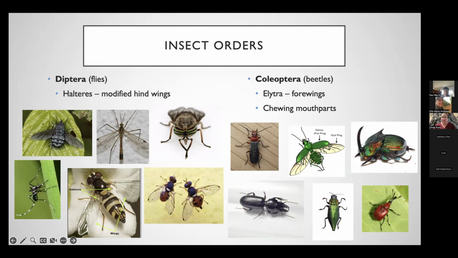Tabanidae, these are deer flies. These will bite you. These are annoying.